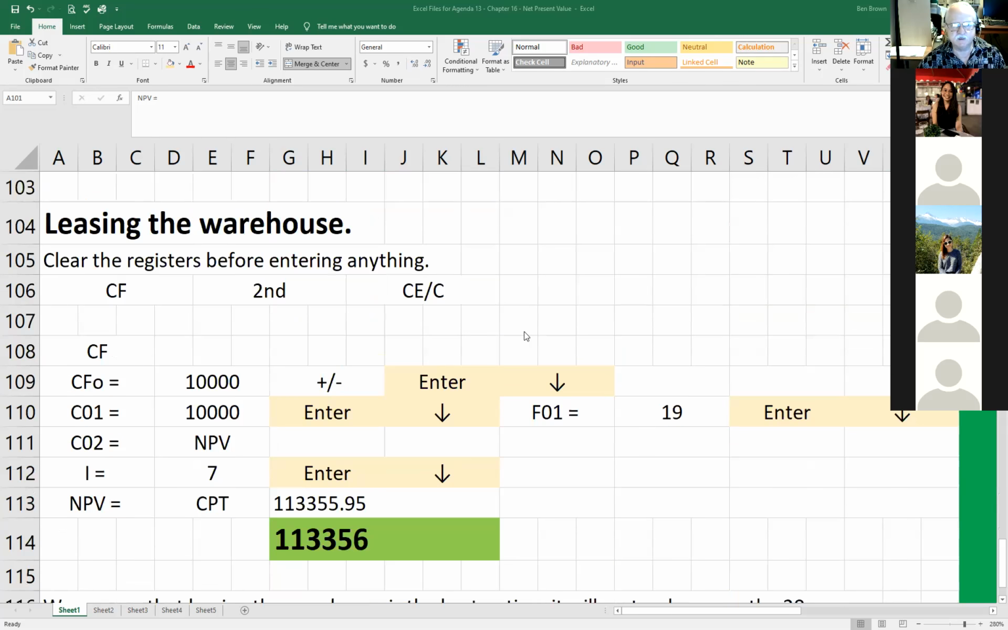Let's take a look at the same calculation for leasing the warehouse. And the first thing you want to do is go CF second and hit clear a couple times to clear all those registers. And then we'll go CF. So we're now looking at CF0 equals. And so the initial investment here has to be the 10,000, and it's got to be negative, plus minus, and enter and down.